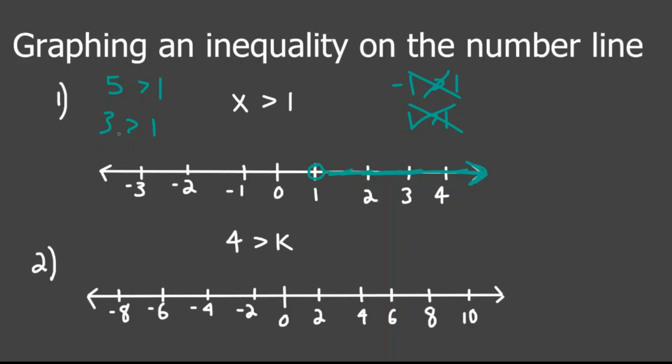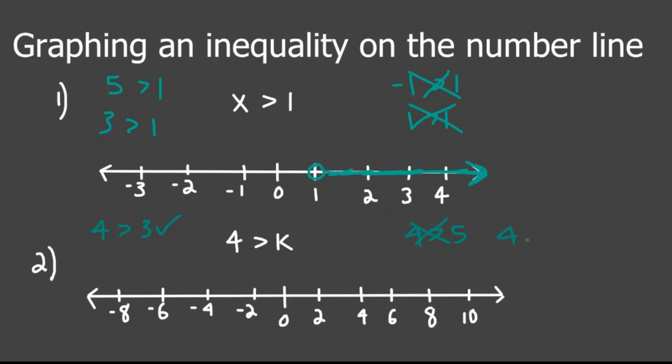4 is greater than k. What does this tell us? This tells us that 4 has to be greater than whatever number k is. So for example, if k was equal to 3, this would be true because 3 is less than 4. But what if k was equal to 5? Would that be true? No, because 5 is greater than 4.